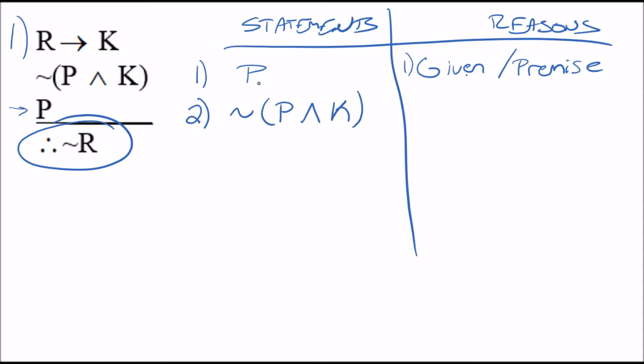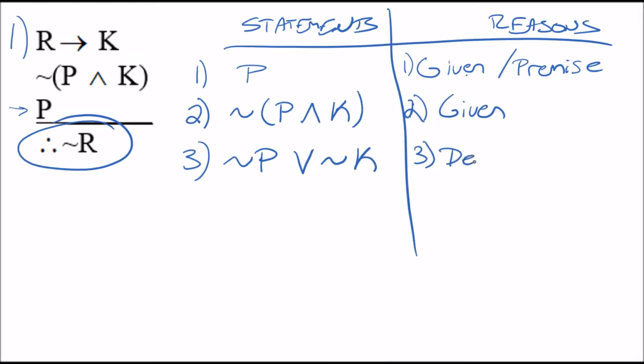I'm going to start with that one because I could see I have a P here, so I'm going to do the next statement that also has a P. So that would also be a given in this case. Now three, you can actually rewrite this second statement as not P or not K. And that was from De Morgan's law. Okay, and that's on line 2 there.